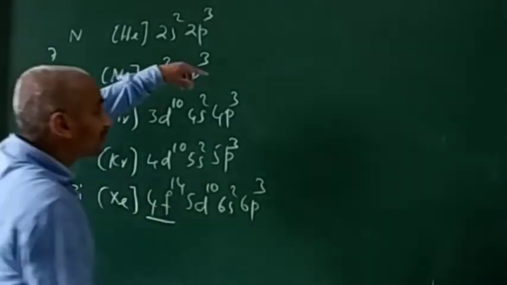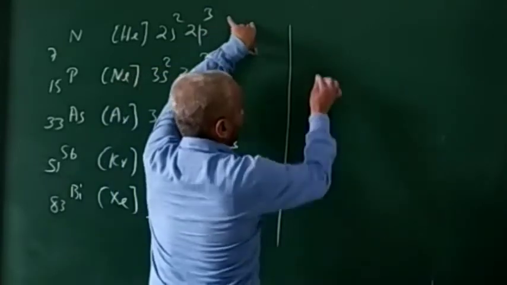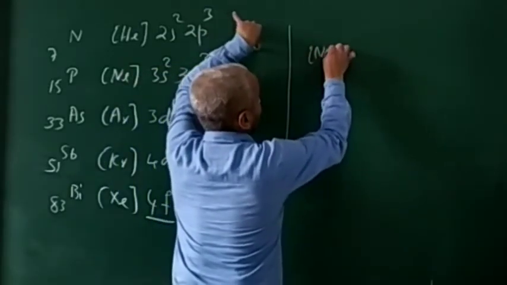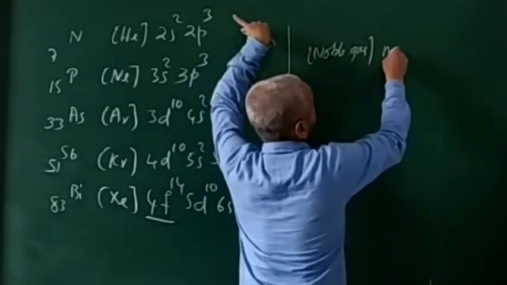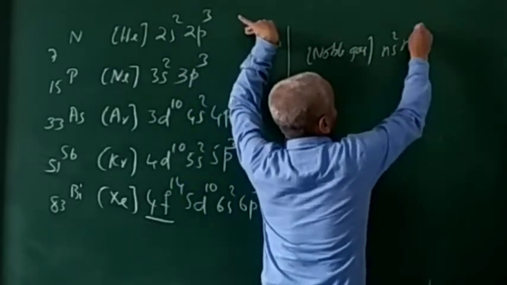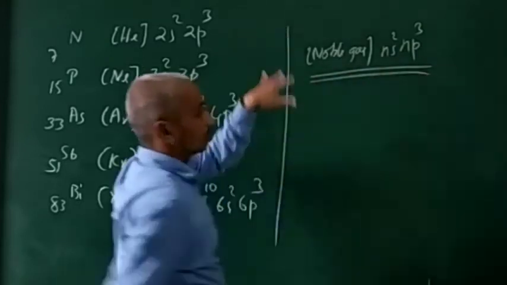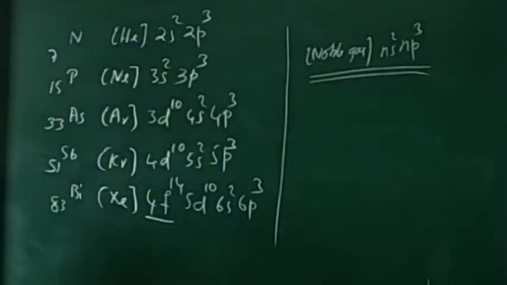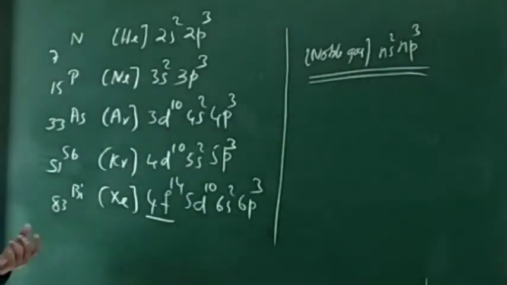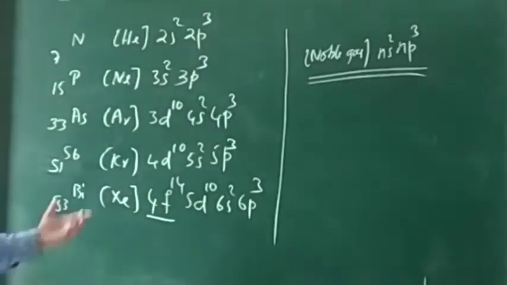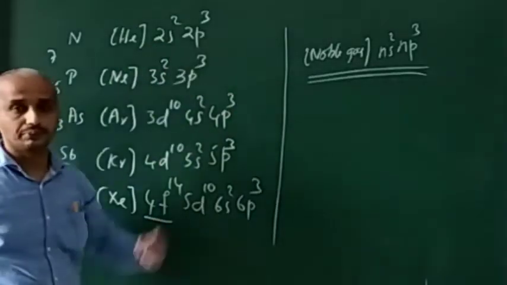So if I write the general one, what I can write is noble gas configuration ns2, np3. Note all this properly. They may give certain example like bismuth, write the electronic configuration. Like that question also can be there.